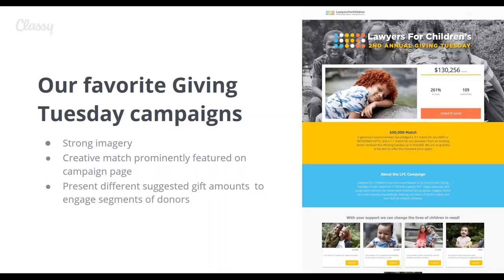And they make their creative match for new donors and increased gifts from returning donors a prominent section of their campaign page. They also use their donors' giving history to outline different suggested gift amounts and tie them to the impact these gifts could make, like supporting legal and social work services for an abused or neglected child.